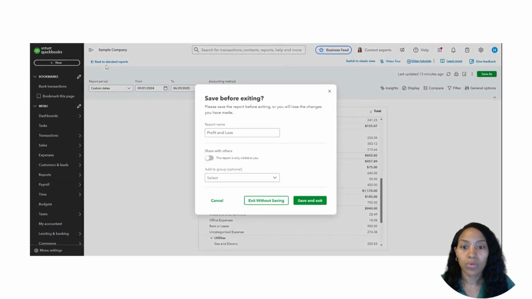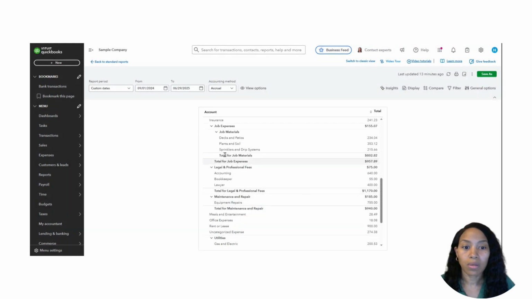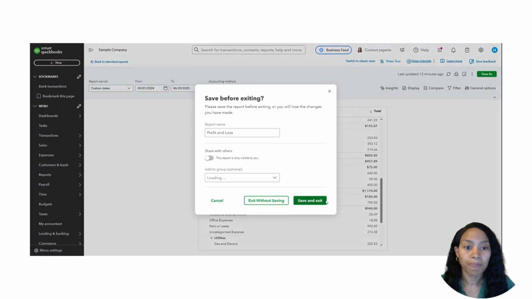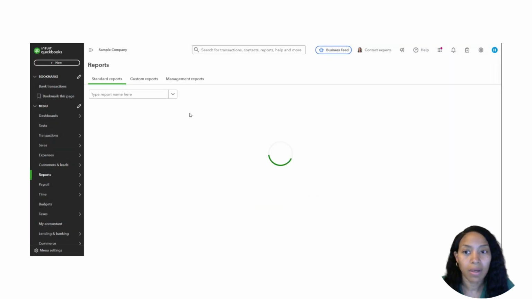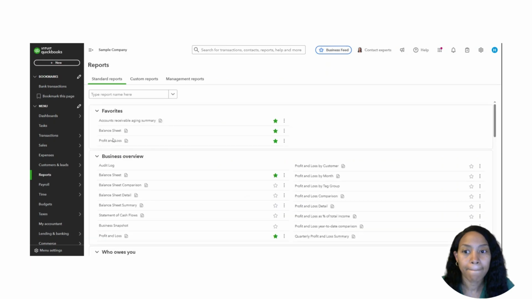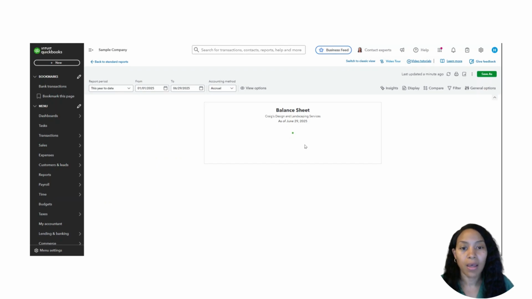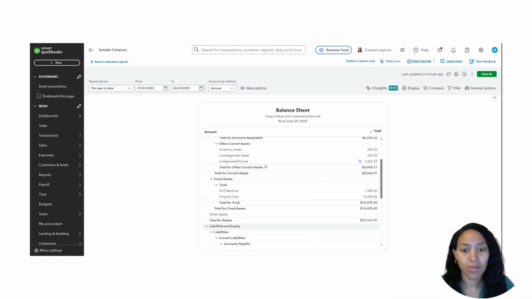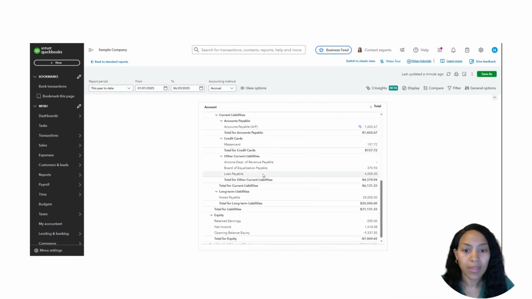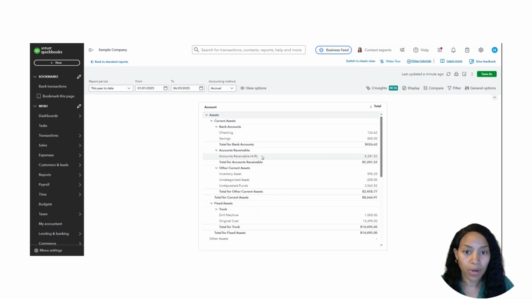Let's go to, sorry, the balance sheet. On the balance sheet is where, as I mentioned in a previous video, you would have your assets, your liabilities, your equity, things of that nature on this report.